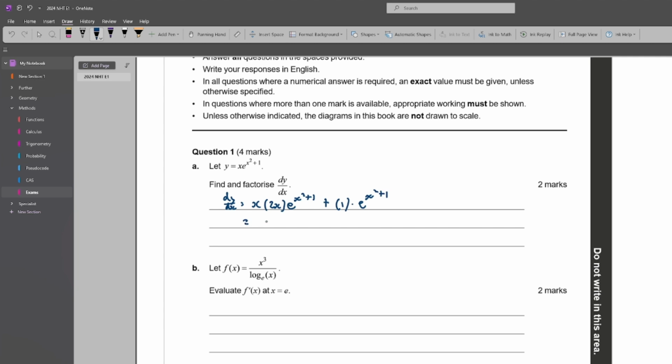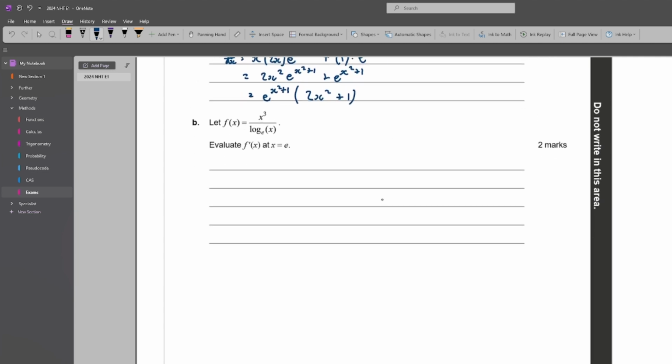We can simplify this a little bit. And as instructed, we need to factorize, so we'll factor out e to the x squared plus 1. 2x squared plus 1, and that should be that.